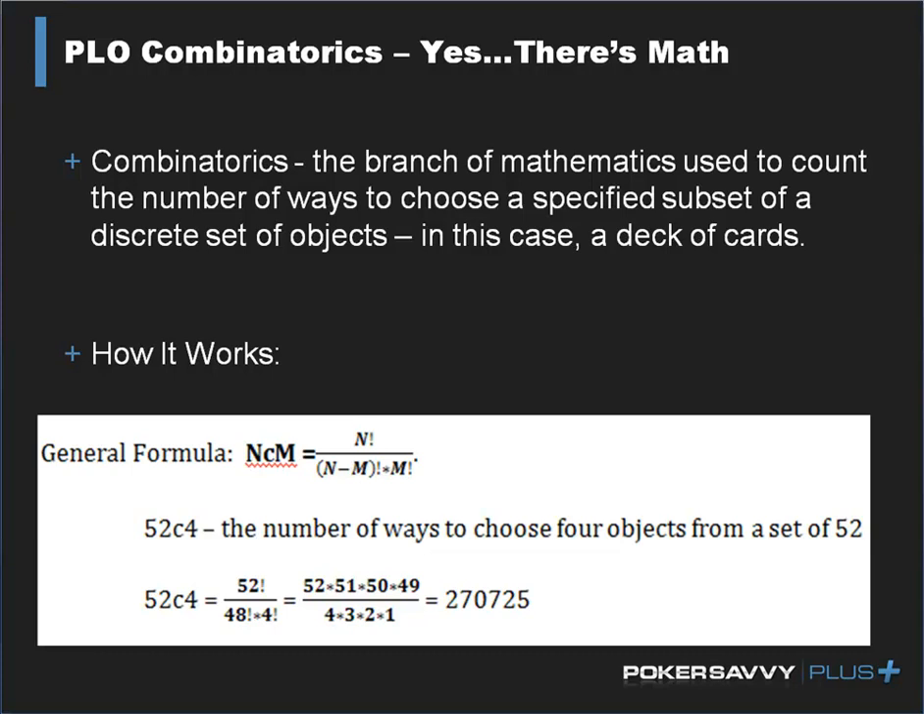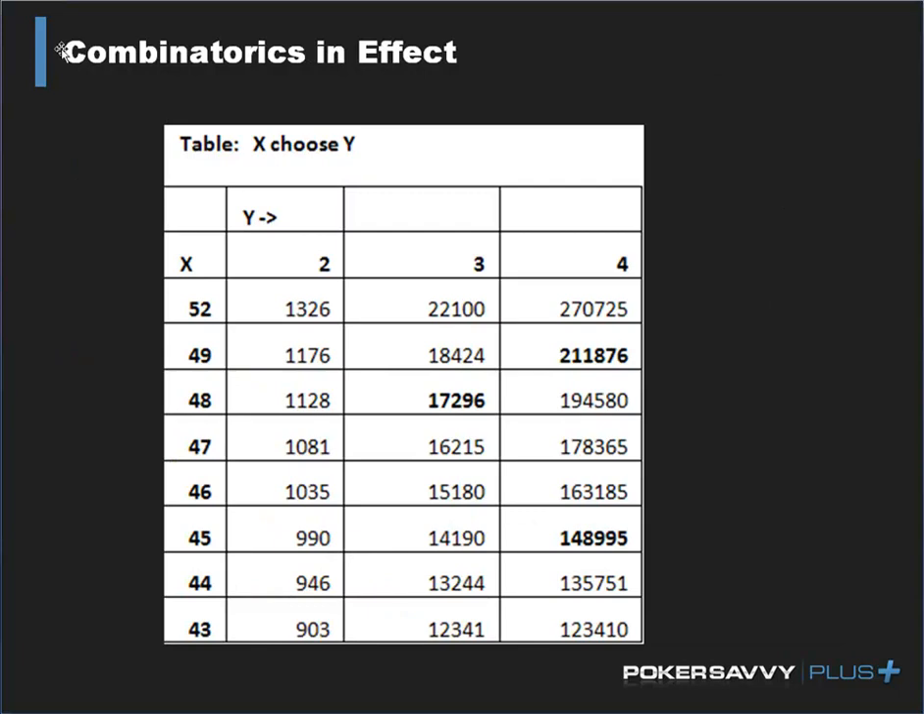But all of these things, at their base, come from this formula, this basic combinatorics formula. Okay. Here are a handful of combinatoric calculations that are useful in poker and in PLO. What I've done here is basically created a chart that has a different number of cards in the deck, and a different number of cards chosen.